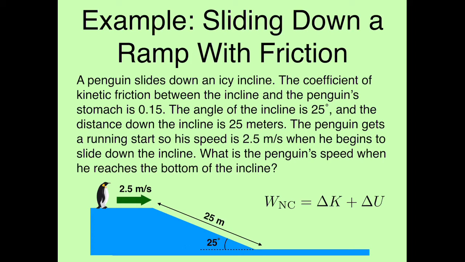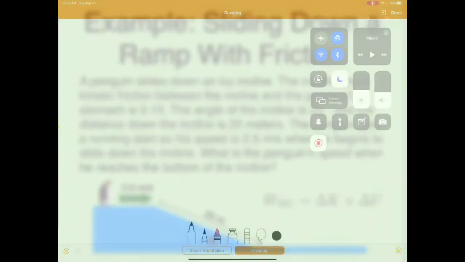Okay? So here's what's going on. A penguin slides down an icy incline. The coefficient of kinetic friction between the incline and the penguin's stomach is 0.15. So there's going to be friction as the penguin slides down. The angle of the incline is 25 meters, and the distance down the incline is 25 meters. The penguin gets a running start so that his speed is 2.5 meters per second when he begins to slide down the incline. What is the penguin's speed when he reaches the bottom of the incline? Okay, so let's work this out.